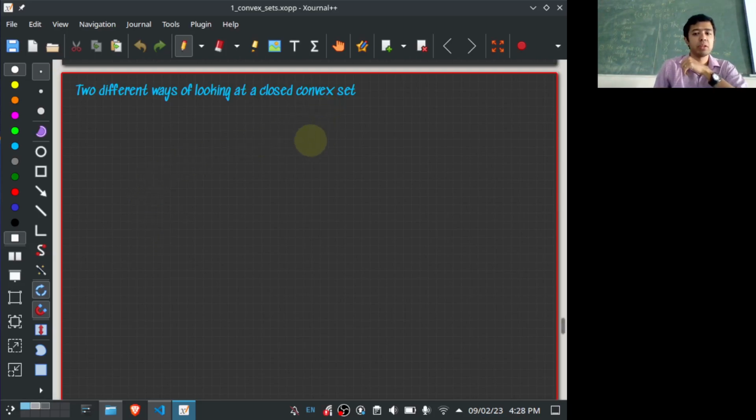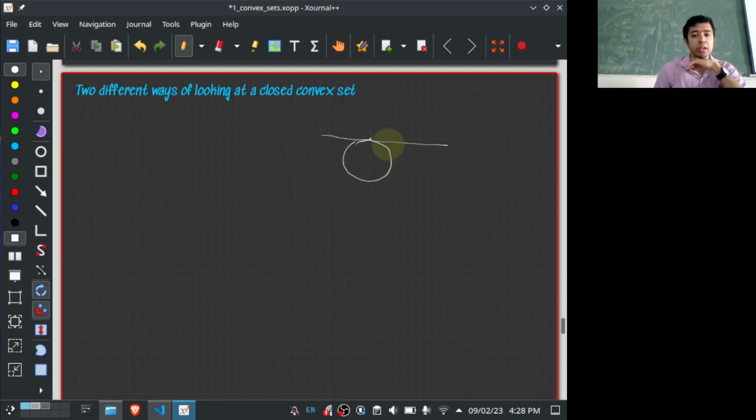So, for example, let's take a circle, right? How would one possibly write this as an intersection of half spaces? Correct? Yeah, exactly. So you look at all possible tangents to this particular set. You take any point, take the tangent. Now this tangent is basically a hyperplane, right? And all of the circle lies on one side of the hyperplane.